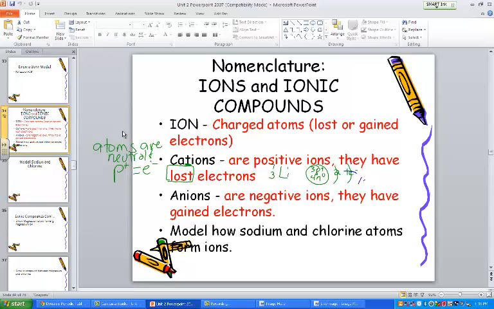But if we lose an electron, we still have 3 positive protons, but now we only have 2 negative electrons. 3 positives and 2 negatives give me a resulting charge of a positive 1. The atom of lithium is neutral. The ion of lithium carries a +1 charge by losing an electron. Remember, there's an unneutralized proton unaccounted for by an electron.